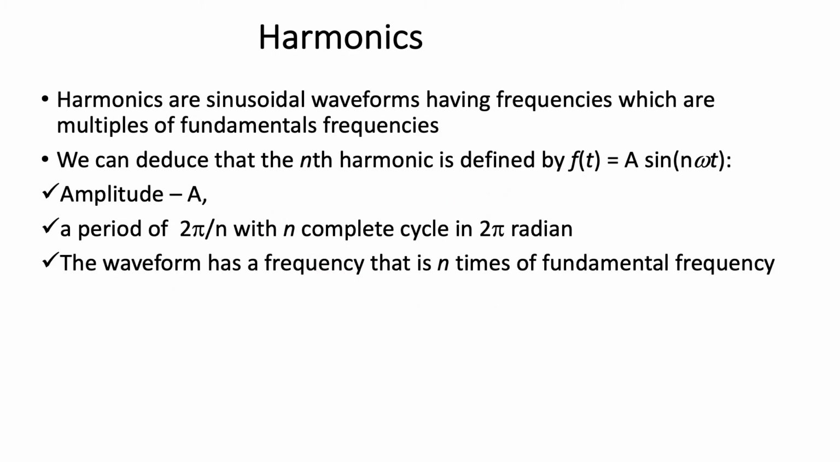Harmonics are sinusoidal waveforms having frequencies which are multiples of the fundamental frequency. We can deduce that the nth harmonic is defined by f(t) equal to A sin nωt, where the amplitude is equal to A, the period is 2π over n, with n complete cycles in 2π radians, and the waveform has a frequency that is n times the fundamental frequency.